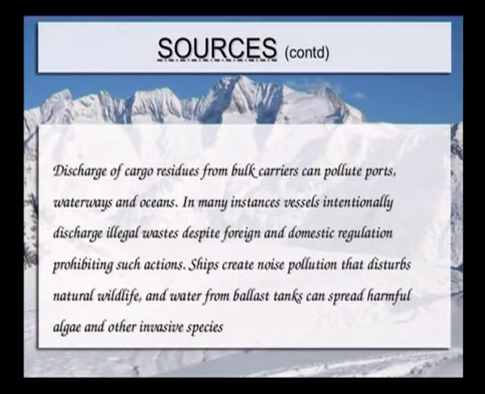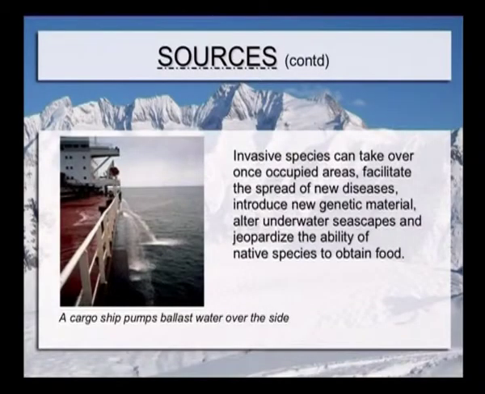Ships create noise pollution that disturbs natural wildlife, and water from ballast tanks can spread harmful algae and other invasive species. Invasive species can take over once occupied areas, facilitate the spread of new diseases, introduce new genetic material, alter underwater seascapes and jeopardize the ability of native species to obtain food.